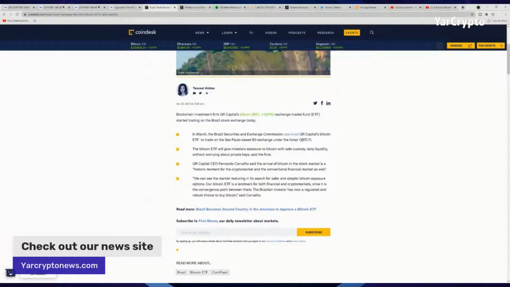So yeah, they were talking about it, and they say we can see the market maturing in its search for safer and simpler Bitcoin exposure options, and the ETF is a landmark for both financial and crypto markets, and the convergence point between them. And the Brazilian investor now has a regulated and robust choice to buy Bitcoin. So yeah, this can potentially have some results even in the price in the future.